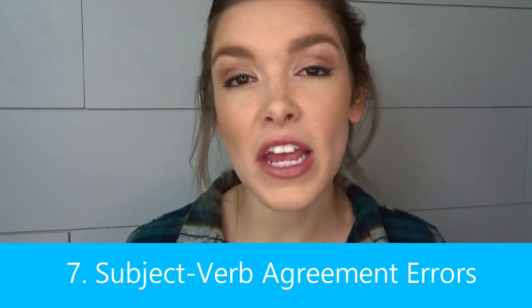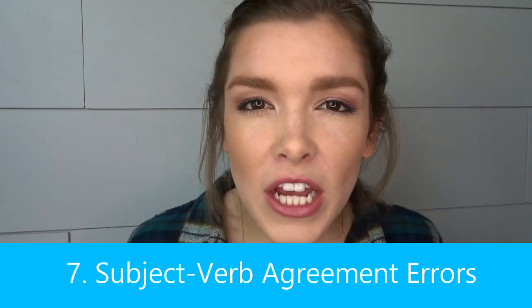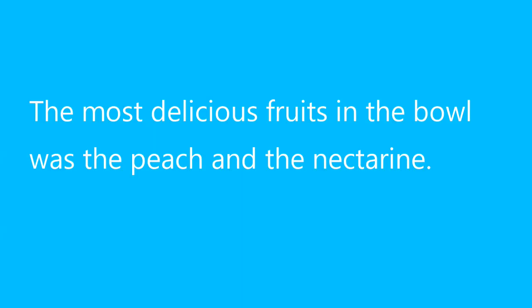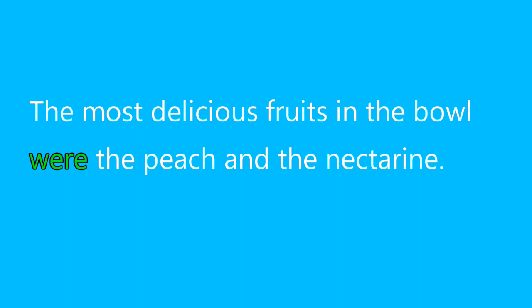Number 7, subject-verb agreement errors. Subject and the verb of a sentence must agree, which means that if one is singular, the other is singular. If one is plural, the other must be plural. Let's look at another example. "The most delicious fruits in the bowl was the peach and the nectarine." Here's our subject, and our verb is "was." It doesn't match. One is singular, one is plural. So to make it match, we'll fix the sentence like this. "The most delicious fruits in the bowl were the peach and the nectarine."